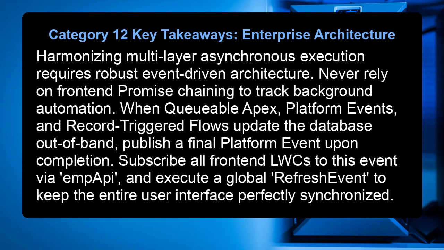Category 12 Key Takeaways. Enterprise Architecture. Harmonizing multi-layer asynchronous execution requires robust event-driven architecture. Never rely on front-end promise chaining to track background automation. When Queueable Apex, platform events, and record-triggered flows update the database out of band, publish a final platform event upon completion. Subscribe all front-end LWCs to this event via EMP API and execute a global refresh event to keep the entire user interface perfectly synchronized.